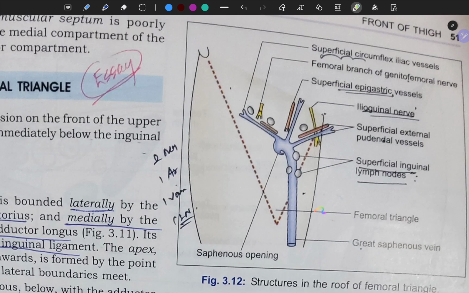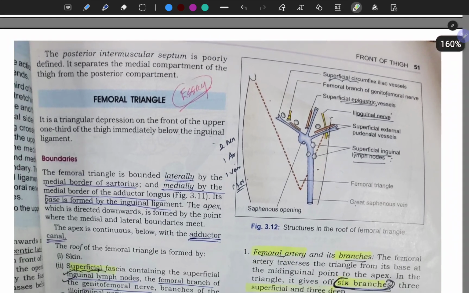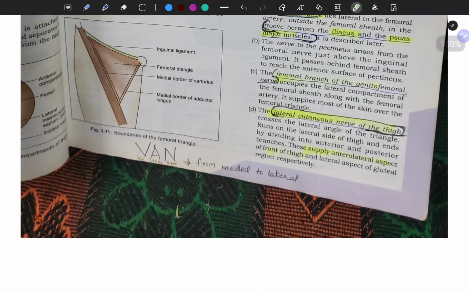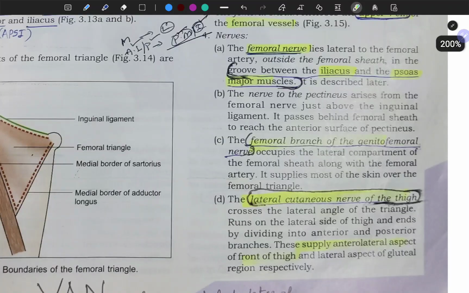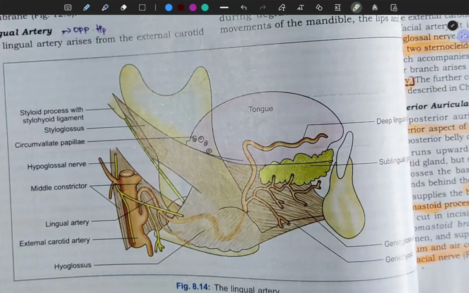The great saphenous vein, which is the long saphenous vein, pierces the cribriform fascia and drains into the common femoral vein. It is a very important anatomical landmark. The nerves that lie in the femoral triangle: femoral nerve, femoral branch of genitofemoral nerve, nerve to pectineus, and lateral cutaneous nerve of thigh. It's a very important question. We must remember.